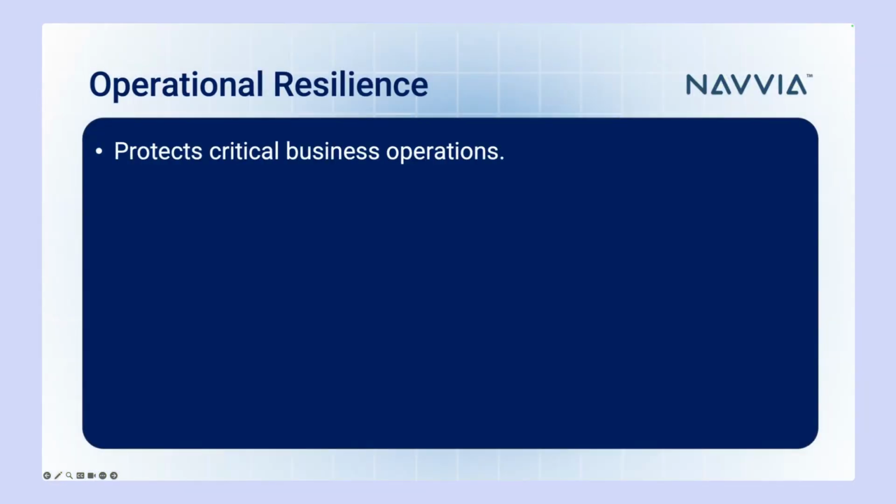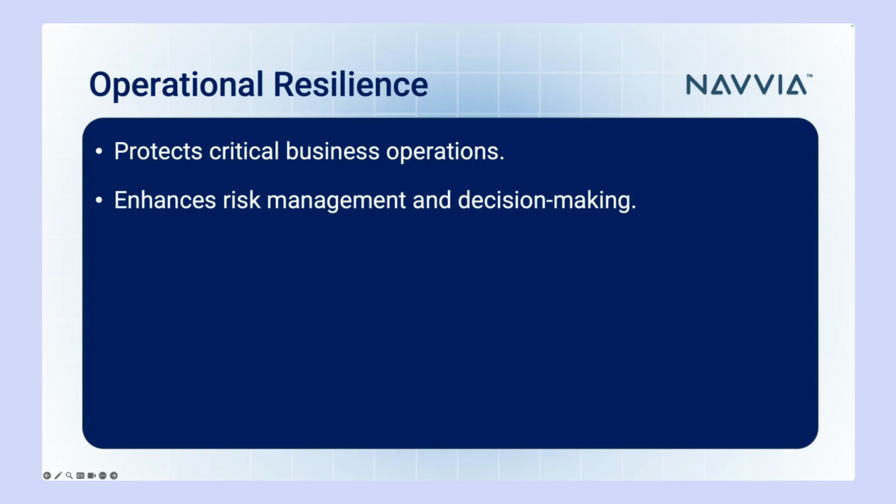So some of the attributes of operational resilience: it helps you protect critical business operations. So basically you can stay on the air. It helps you enhance risk management and decision-making. If you have a good operational resilience framework, you understand the threats that you're facing and you have the right information to make the correct decisions to protect yourself from those threats and to mitigate them when they do occur.